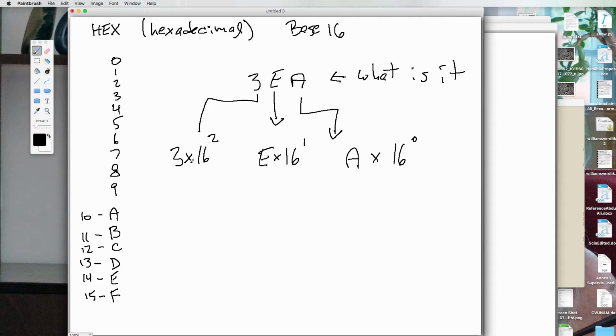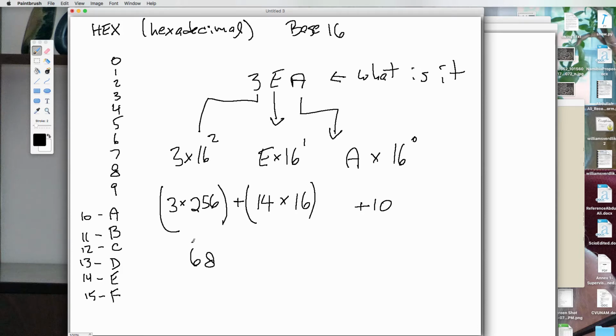Well, let's figure these things out. First of all, 16 to the 0 is just 1. A is a 10, so this is 10. This over here, E, is 14 times 16 to the first. And over here, 16 squared is 256. This is times 3. And now what I have to do is add all of these up. This number over here, that's 8 carry the 1, 6 carry the 1 is 7. Okay.